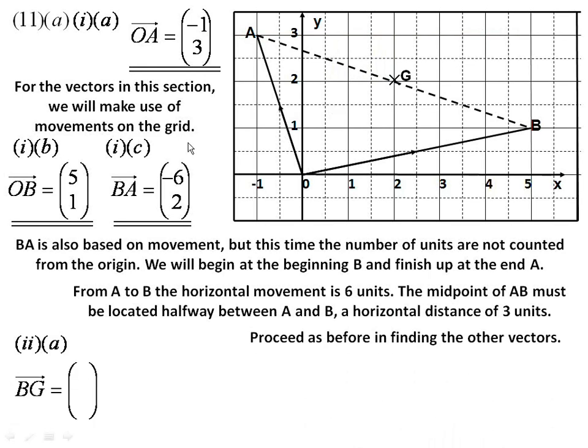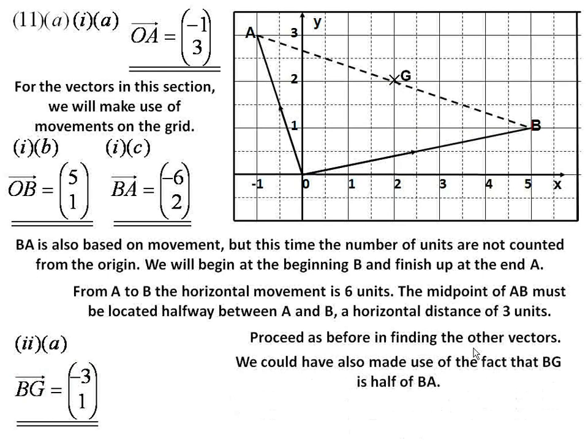And proceed as before in finding the other vectors. So we need BG. Stay at B, then move to G. From B to G we have 1, 2, 3, and -3, because we are going in the negative X direction. It is not a location, it is a movement. And then we go up by 1 unit, positive Y. So -3 for the X, and +1 for the Y. We could also have made use of the fact that BG is half of BA. For BA, we could have said half of -6 is -3 and half of 2 is 1.